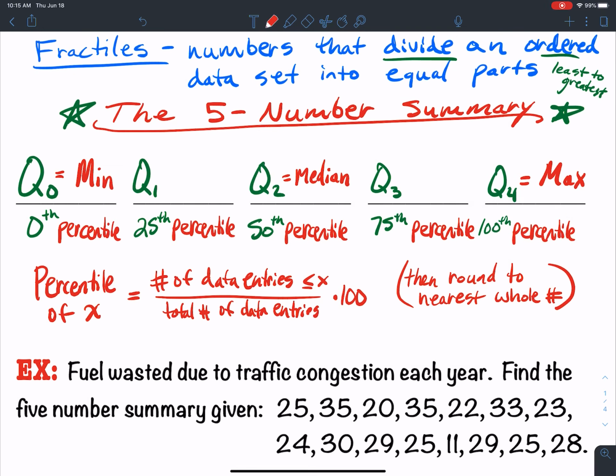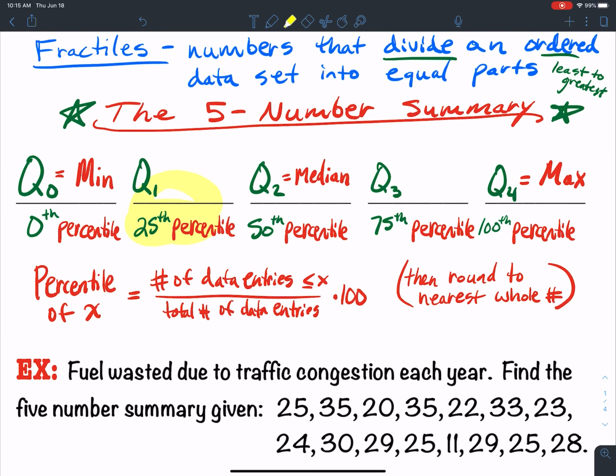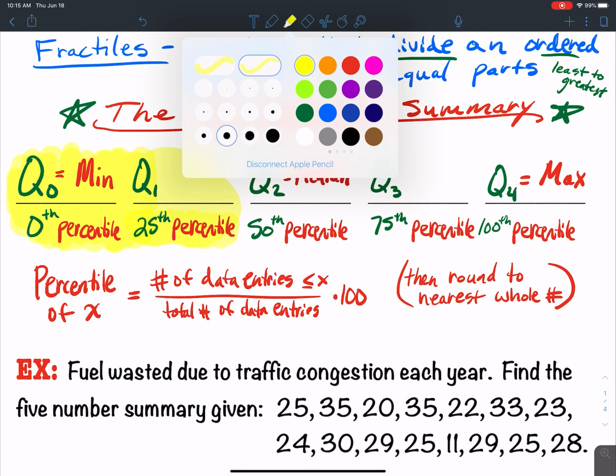So how do I interpret this? If I'm in the 25th percentile, say you're taking the SAT and you score in the 25th percentile. That means that you beat 25%. You scored better than 25% of the people who took the test, okay? But that also means that 75% of the people who took the test scored better than you did, right?